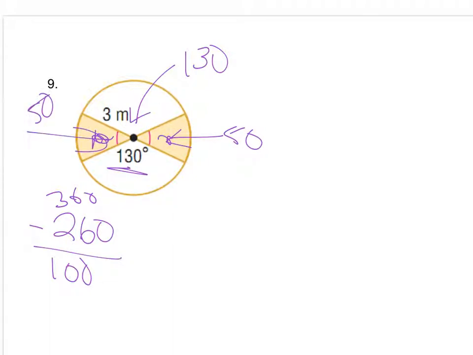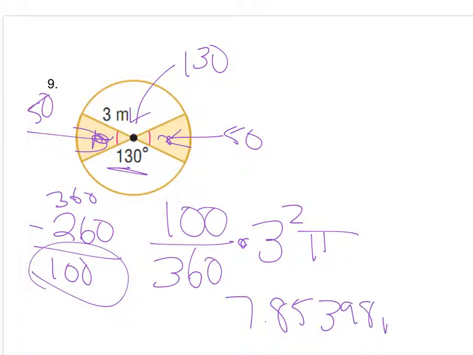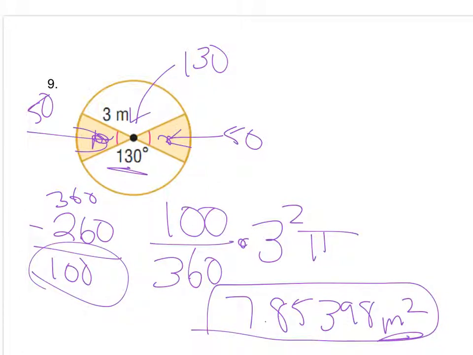So basically what I want to do is I want to take that 100 out of 360, and I want to multiply that times 3 squared pi. So 100 divided by 360 times 9 times pi. Basically multiplying it all together. When I do that, I end up with 7.85398 meters squared. Don't forget the label. So that is my answer right there. But look, all I did, figured out what part of it was shaded.